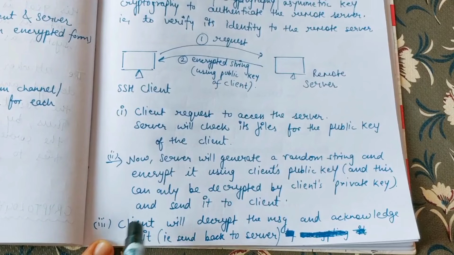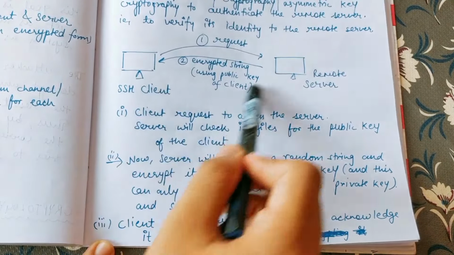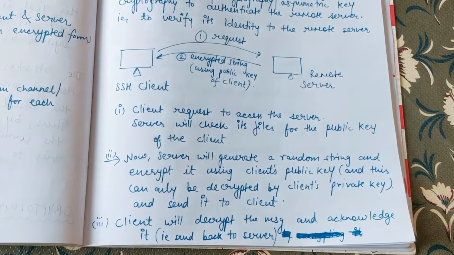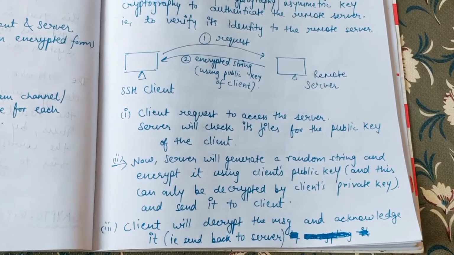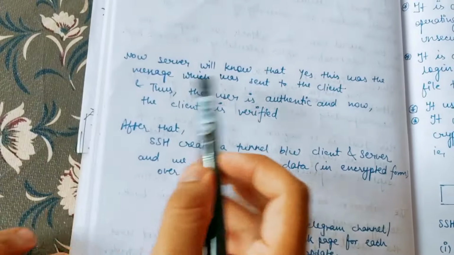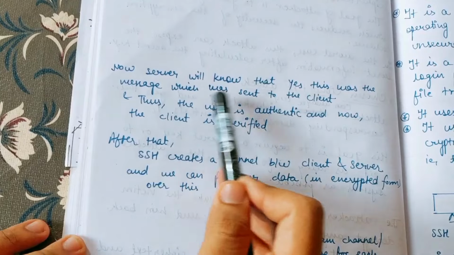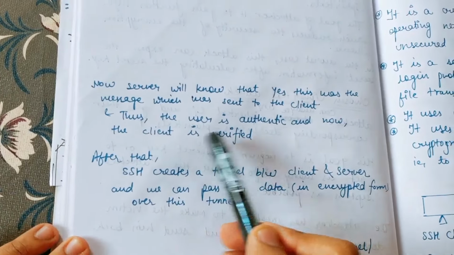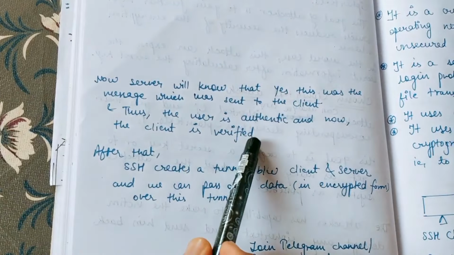Now third part, the client will decrypt this message using its own private key and acknowledge it to the server, and then afterwards the server will know that yes, this is the authentic person. So now the server will know that yes, this was the message which was sent to the client, and thus the user is authentic, or we can say the user is verified now, okay.